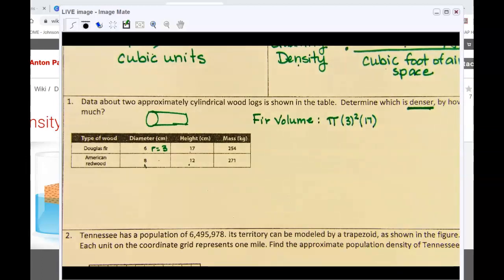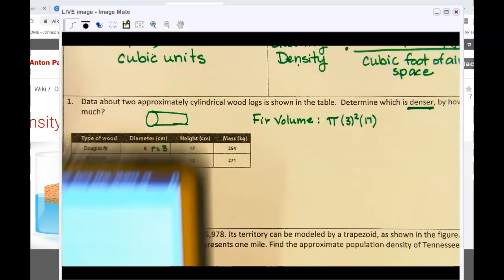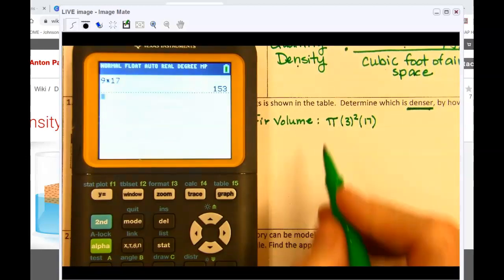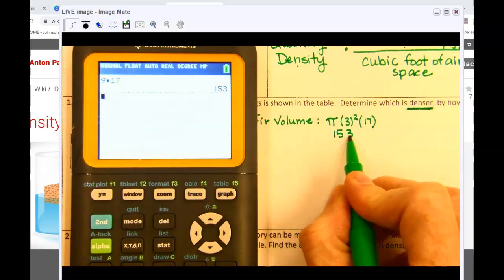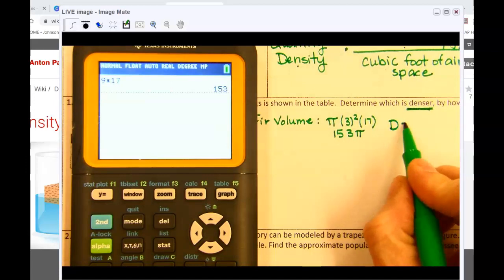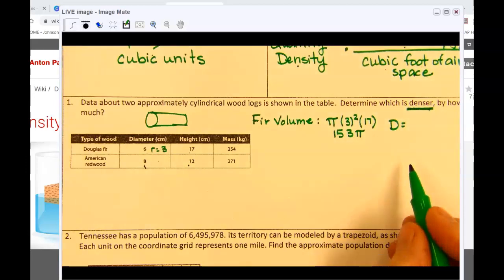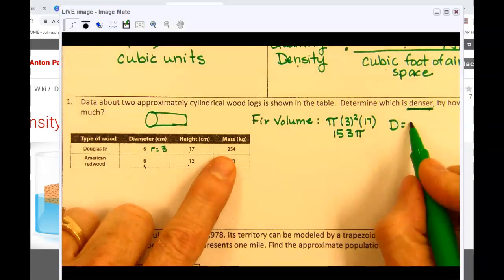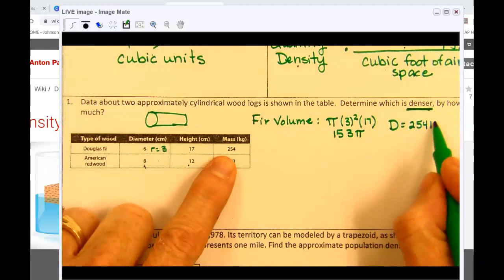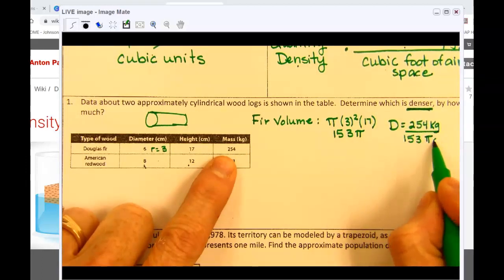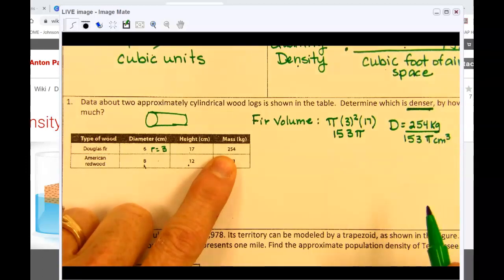Now, we are going to keep everything in terms of pi to make our calculations easier. So that is going to be 9 times 17, so that is going to be 153 pi. Now we have all of the information to calculate the density. The density is mass divided by volume. So the mass is 254 kilograms divided by 153 pi cubic centimeters.